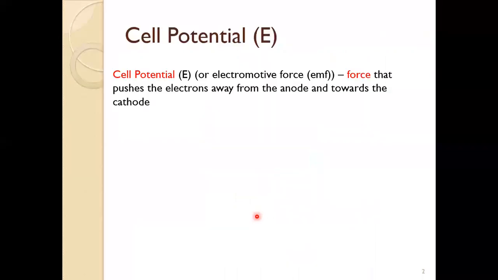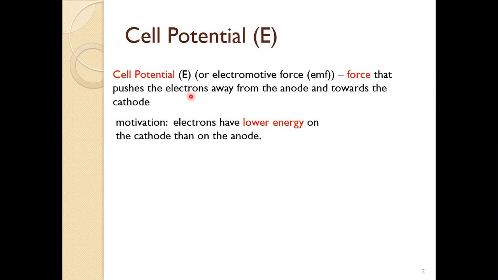Cell potential, also known as electromotive force, EMF, is abbreviated with a capital E. It is the force that spontaneously pushes the electrons away from the anode and towards the cathode. As we'll see, this cell potential is a measure of how much energy these electrons have. The reason electrons go spontaneously from the anode to the cathode is because electrons have lower energy on the cathode compared to the anode.